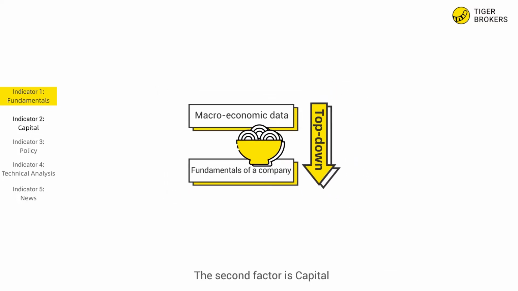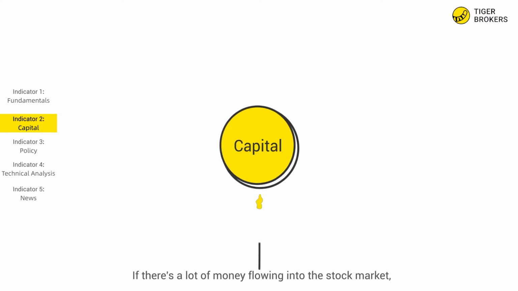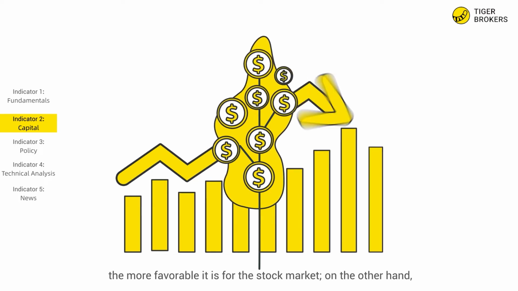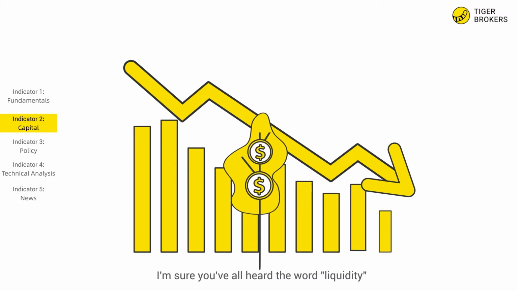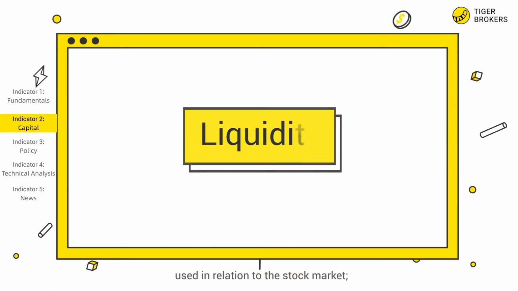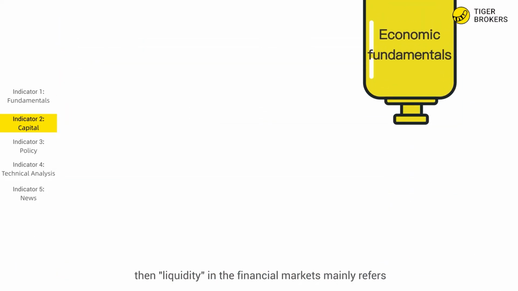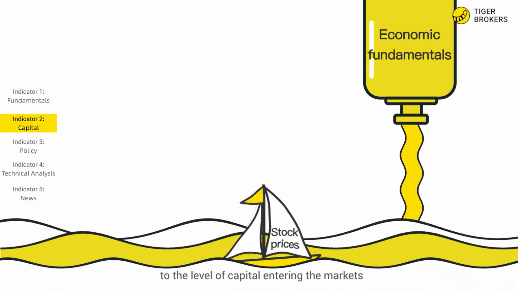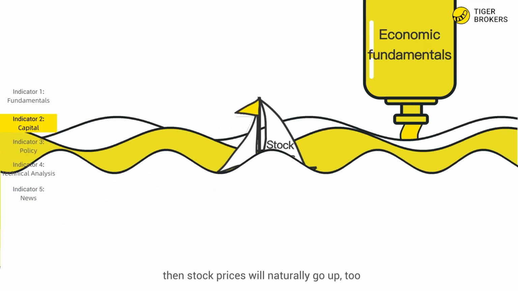The second factor is capital. The capital side of the market refers to the amount of money sloshing in the stock market. If there is a lot of money flowing into the stock market, the more favorable it is for the stock market. On the other hand, less capital is a negative for the stock market. I'm sure you've all heard the word liquidity used in relation to the stock market. If economic fundamentals are like water, then liquidity in the financial markets mainly refers to the level of capital entering the markets. If the level of liquidity rises, then stock prices will naturally go up too.